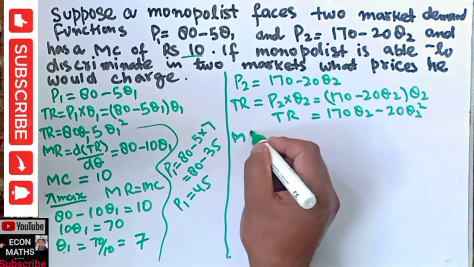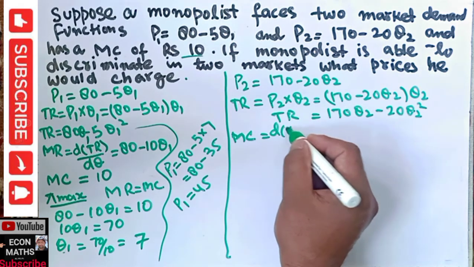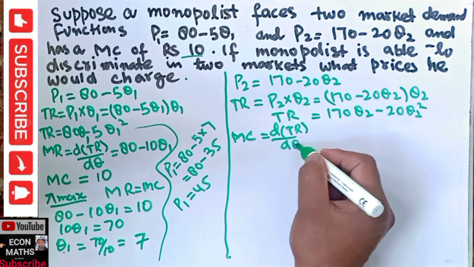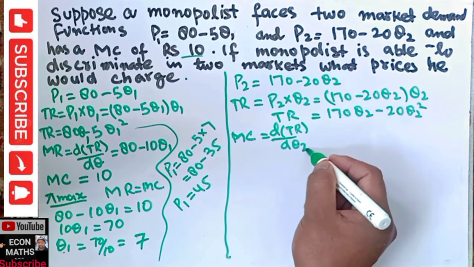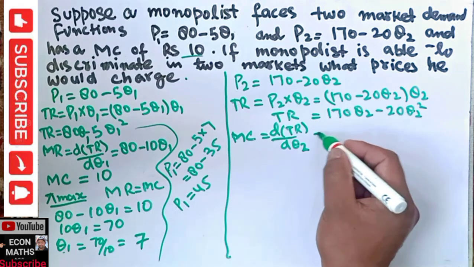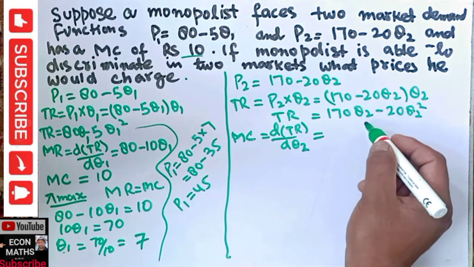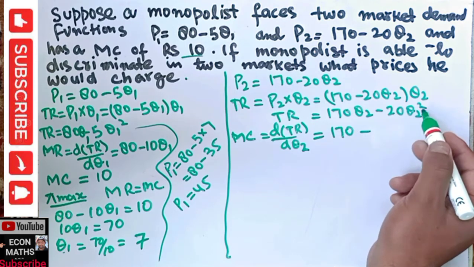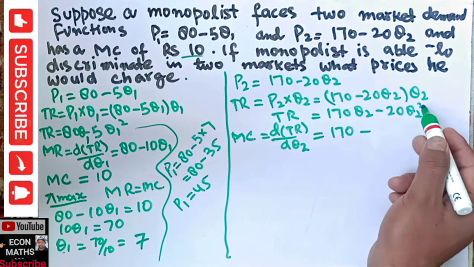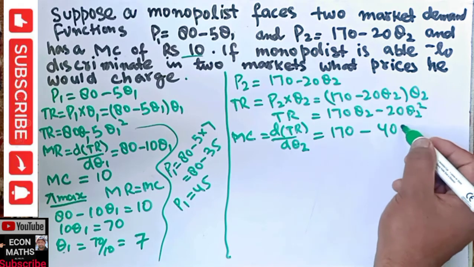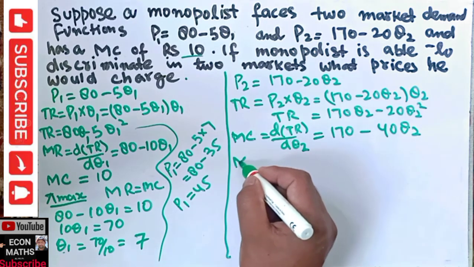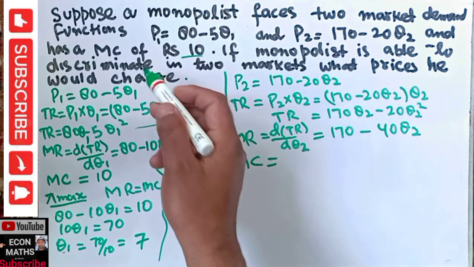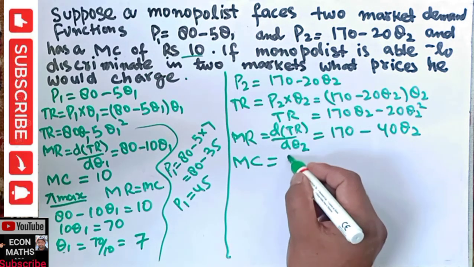And marginal revenue, as we know, is the derivative of total revenue with respect to quantity. Differentiating this, the derivative of 170 Q2 is 170, minus the derivative of 20 Q2 square, which is 2 into 20, that is 40 Q2. Marginal cost is the same in the two markets, which is 10.